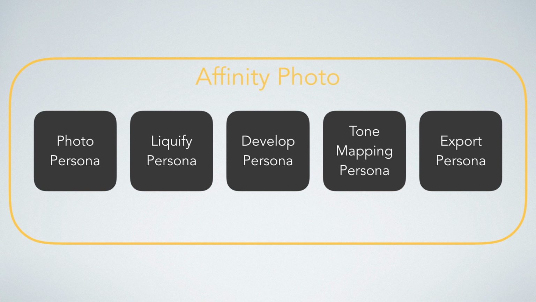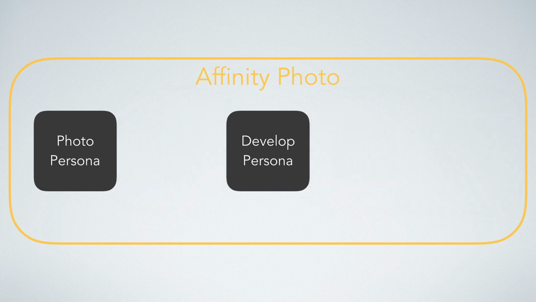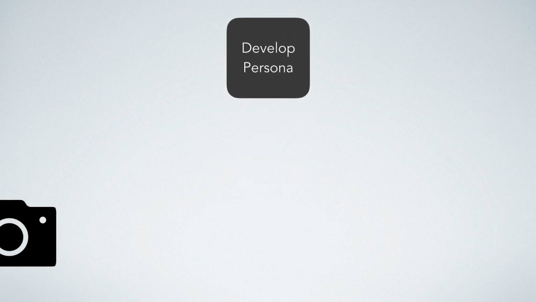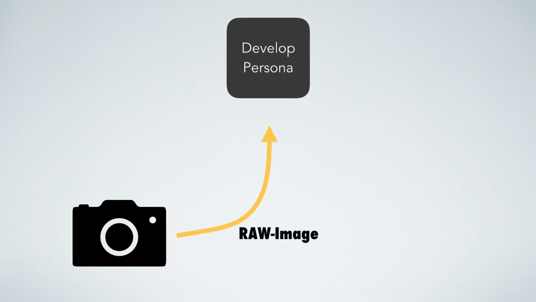But don't worry, you will probably rarely need most of the 5 workspaces, so I will only introduce the 2 most important workspaces in this video. One of the most important workspaces is the develop persona. It is basically a RAW developer. You get into this workspace automatically as soon as you open a RAW file with Affinity Photo.